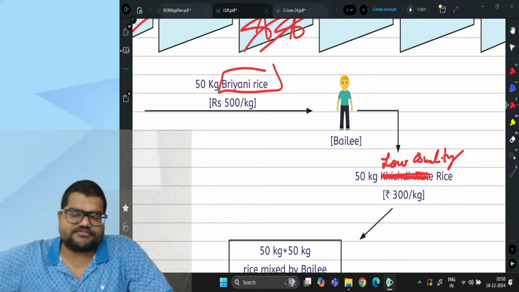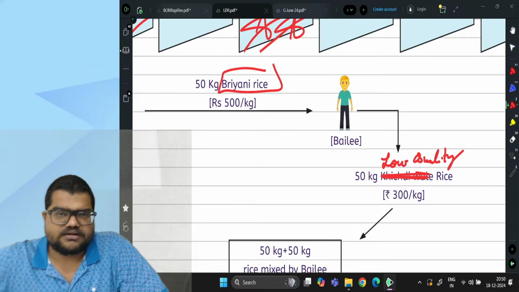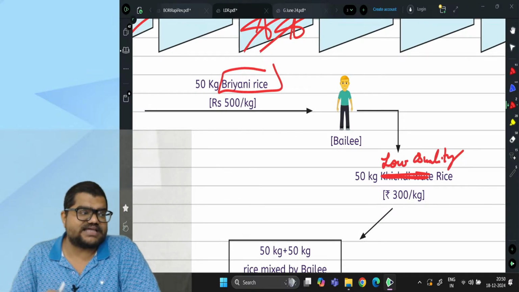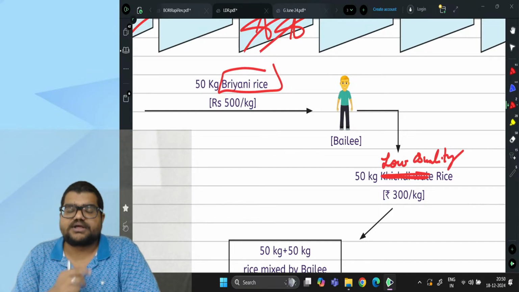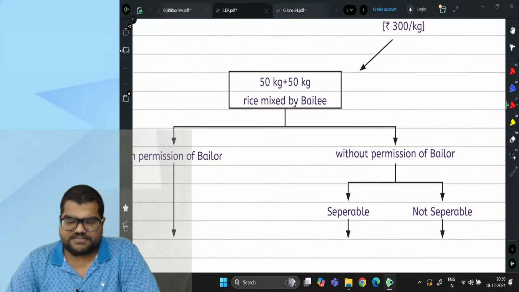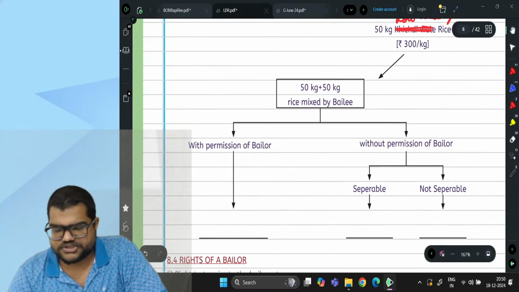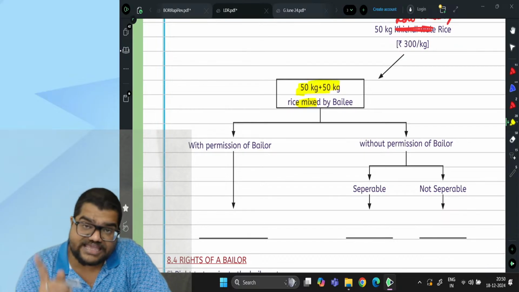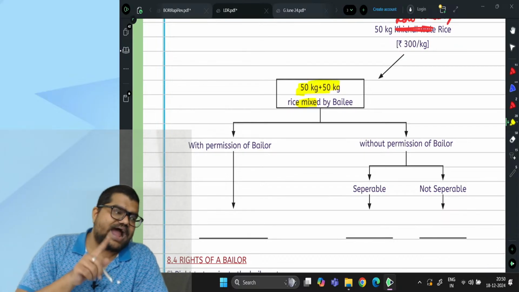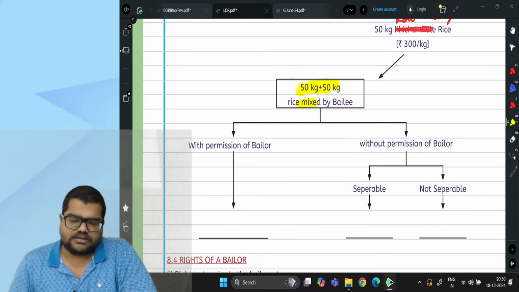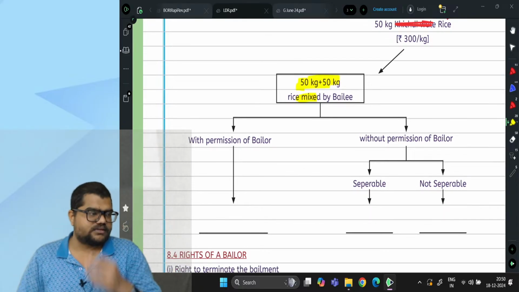So basically I gave 50 kg biryani rice to my friend to keep in safe custody. What he rather does is he mixes that biryani rice with his own low quality rice. So we basically now have a mixture, which is 50 kg of high quality rice, a good quality rice, and 50 kg of low quality rice. Okay. Now further 2 points.